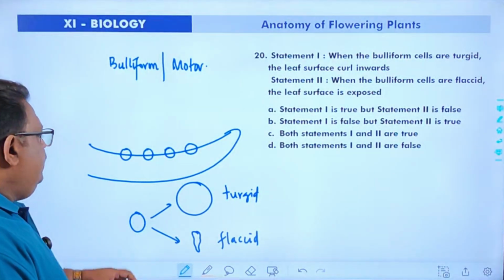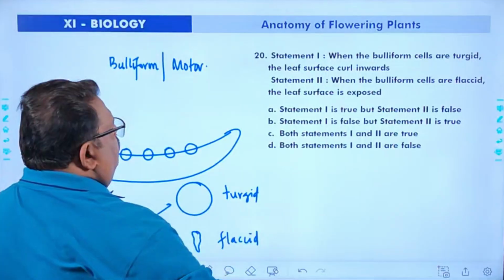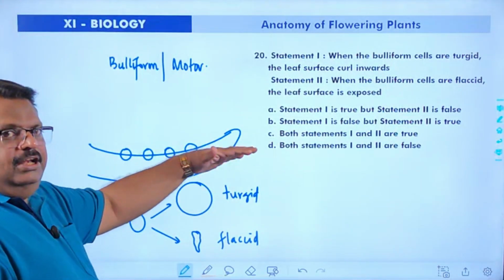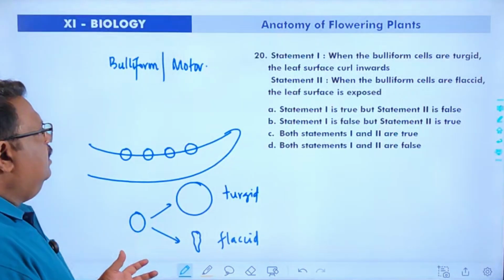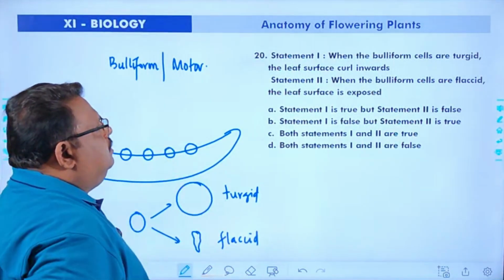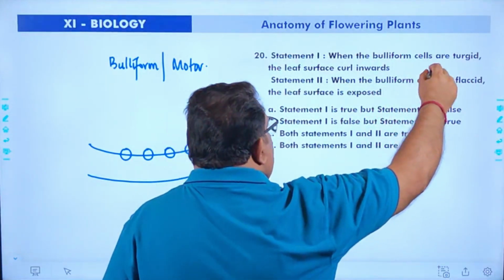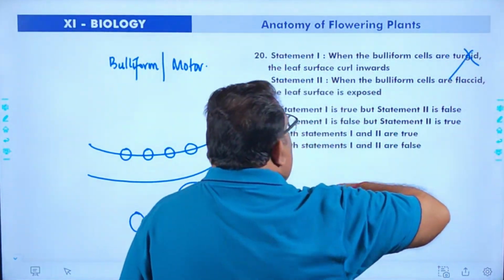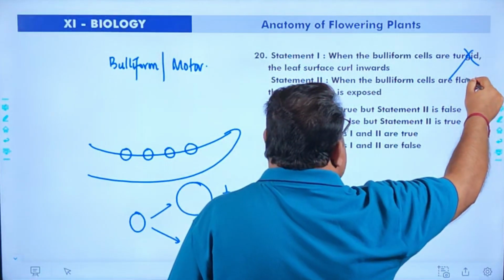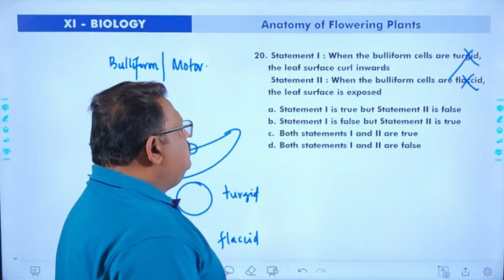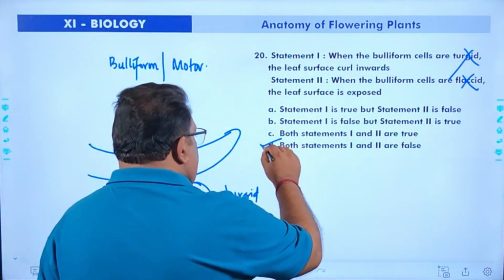Okay. So when the cells are turgid, the leaf becomes exposed, the leaf becomes straightened. When the bulliform cells become flaccid, leaf rolling takes place. So the curling of the leaf inward takes place when the cells become flaccid, and the leaf surface is exposed when the bulliform cells become turgid. That is the correct statement. So that means both statement 1 and statement 2 are false. So the answer is D.